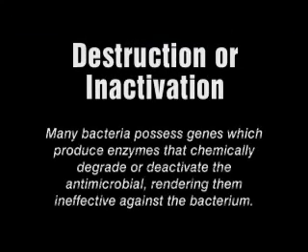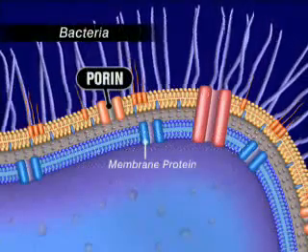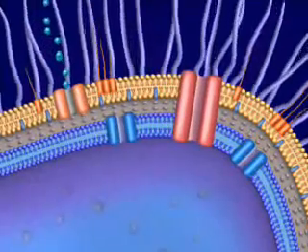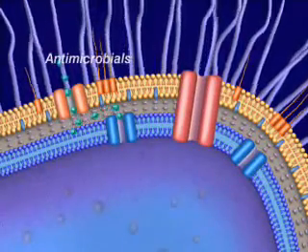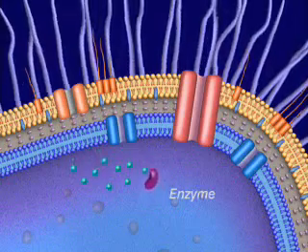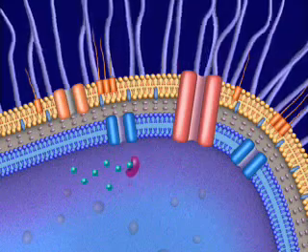Destruction or inactivation. Many bacteria possess genes which produce enzymes that chemically degrade or deactivate the antimicrobial, rendering them ineffective against the bacterium. Here, the antimicrobial is either degraded or modified by enzymatic activity before it can reach the target site and damage the bacterial cell.